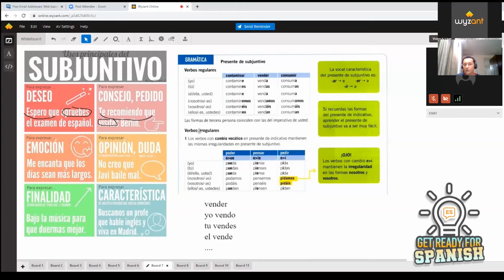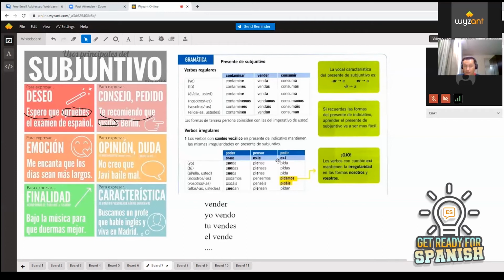And now, los verbos irregulares, or the cambio vocálico, or stem changing verbs, or boot verbs, you may know them like that. They also do the same change here, okay, in the subjunctive. Something to remember. They also do the same change. Okay, if you don't remember what an irregular verb or a stem changing verb is, please check out our video for Spanish 1, or just go to your book. Okay, because you need to remember, you need to understand that.